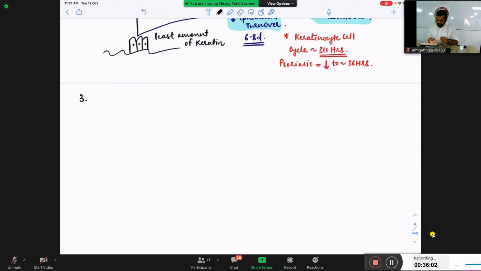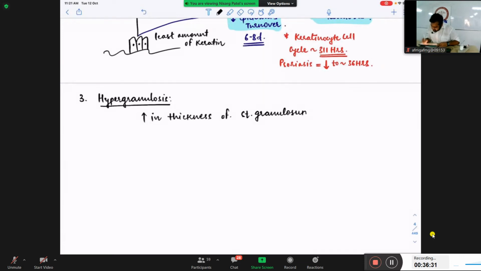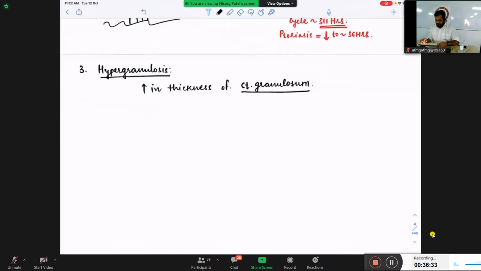Okay, the third is hypergranulosis. It is an increase in the thickness of the stratum granulosum. Okay, hypergranulosis, stratum granulosum.